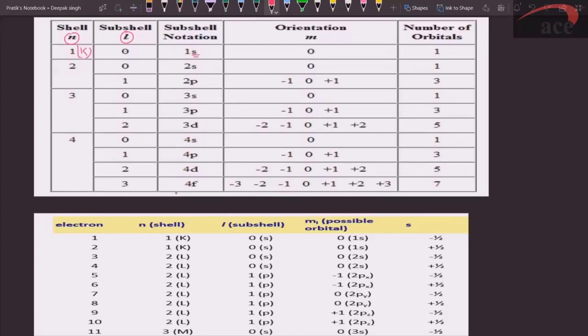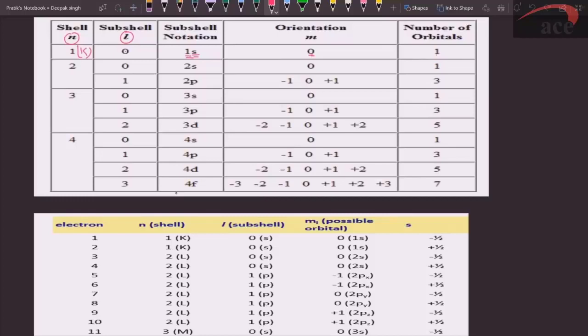So the subshell for L value 0 is S. But this is the first shell, that's why we write 1s. Now for the orientation of the s orbital, for all s orbitals the magnetic quantum number is 1 value, and that is expressed as 0. So the number of orbitals for s is 1 because there is only one magnetic quantum number.